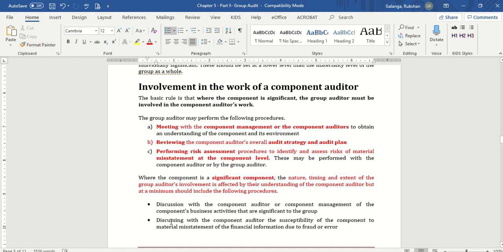The first thing you should do is discuss with the component auditor or component management the components' business activities that are significant to the group. Discuss with them what your business activity is, how it brings a risk to the entire group, and discuss with the component auditor the susceptibility of the component to material misstatement.